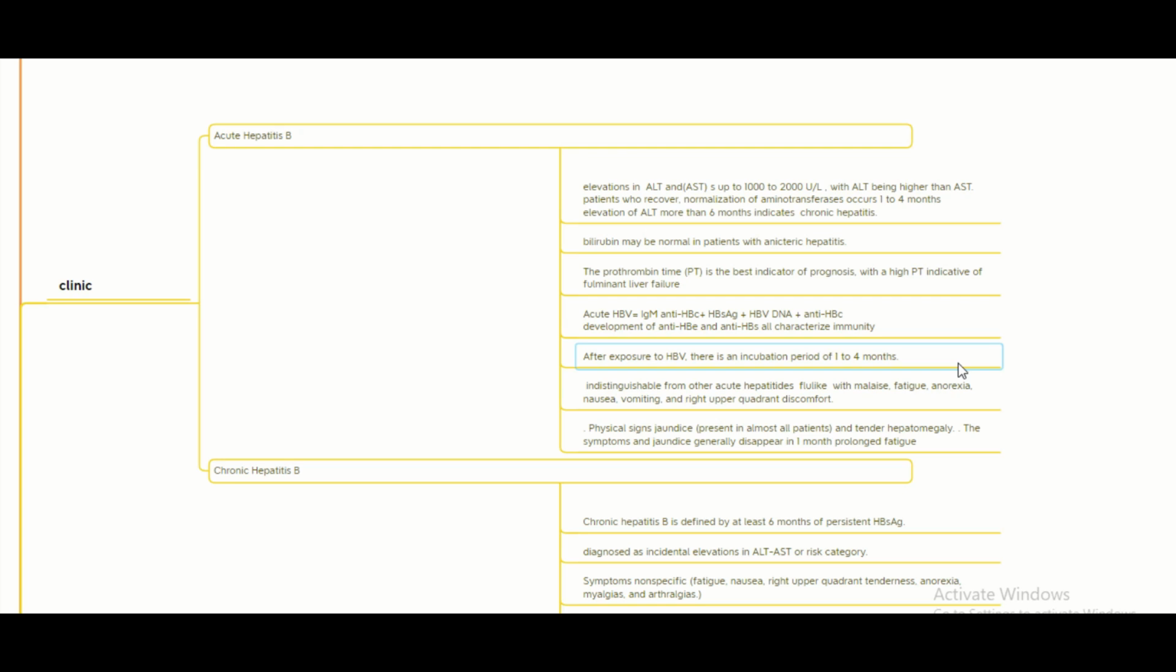We will have tender hepatomegaly, and the symptoms appear after 1 to 4 months of exposure and disappear around 1 month later, when the jaundice and the fatigue go away. If not, this means that we are going into the chronic phase.